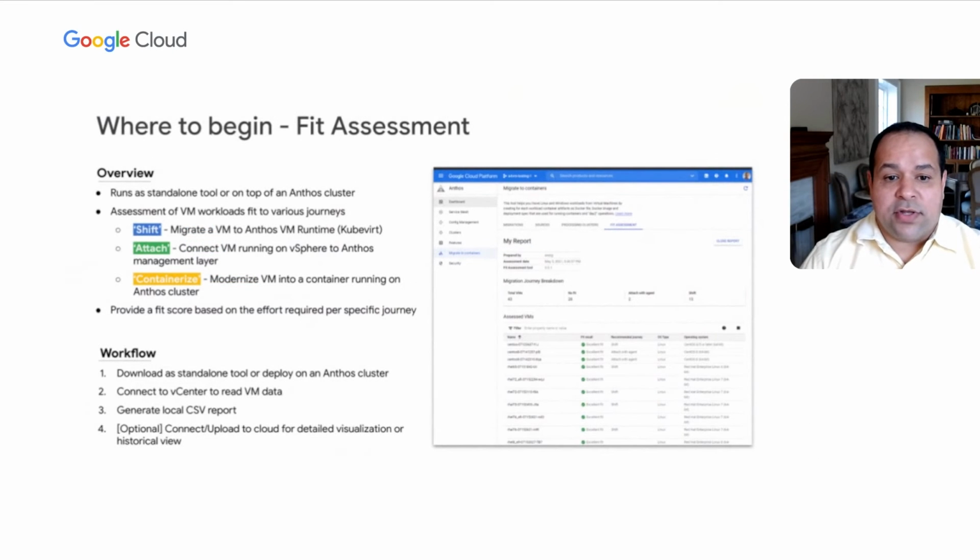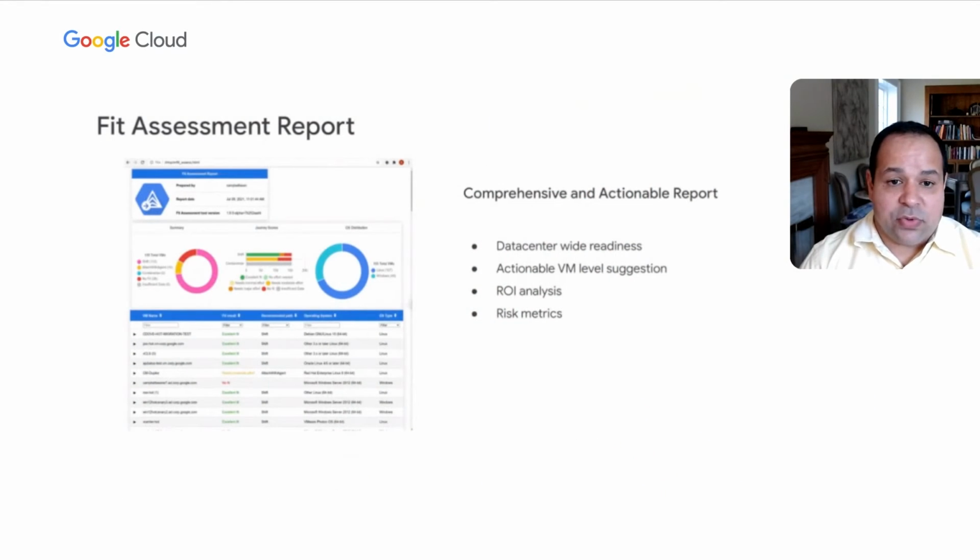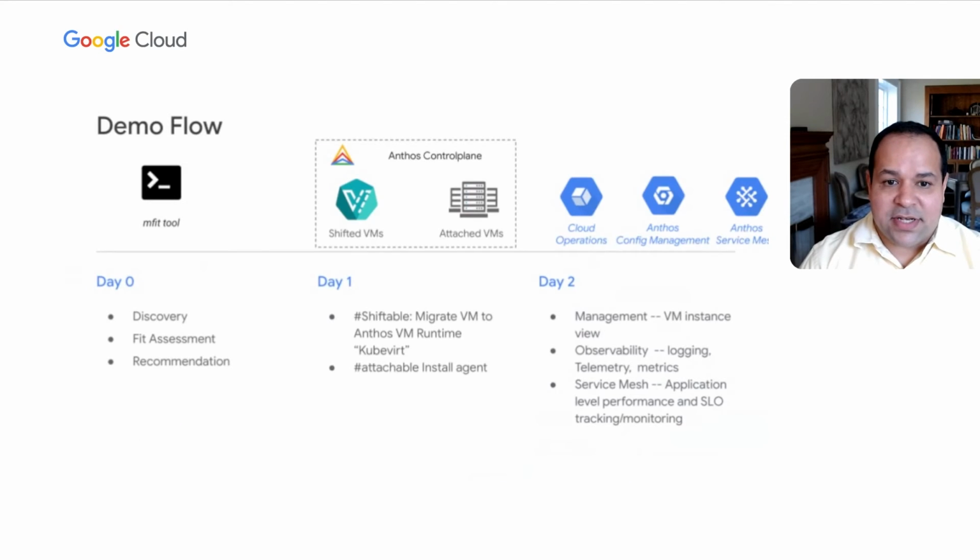And there is a fit score that also gives you the effort, and if there is any delta that you need to address, for example, in order to move from one path to the other. From a workload perspective, you download the standalone tool, you connect to an existing vCenter, and it generates a local report that you can optionally upload to the cloud for a detailed visualization or historical view. If you go to the next slide, please, this is how the fit assessment report looks. It provides you data center-wide readiness, as I mentioned, actionable VM-level suggestions, ROI analysis, and risk metrics for every migration. And now next, we have a demo, and we're very excited to show you that demo.